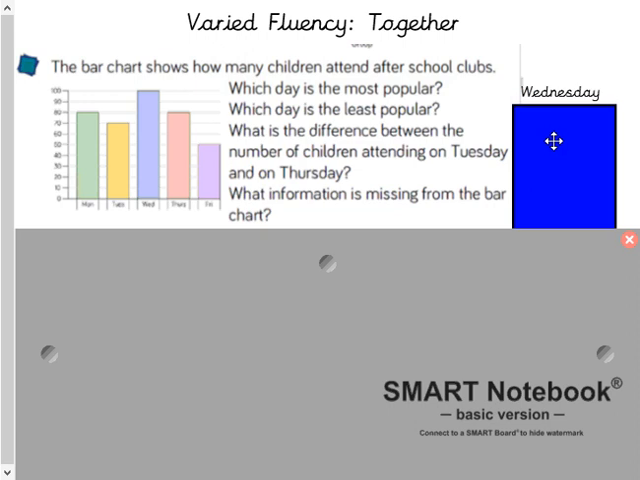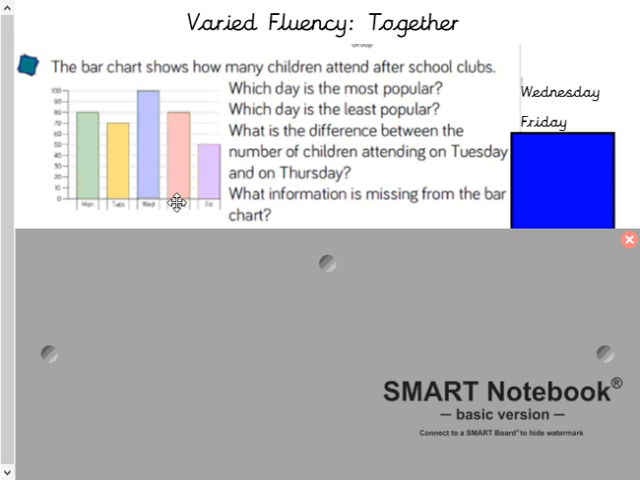Wednesday, well done. Which day was the least popular? Friday, you can see here it's got the lowest value. And what is the difference between the number of children attending on a Tuesday and a Thursday?